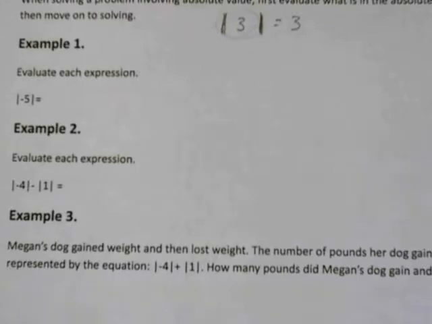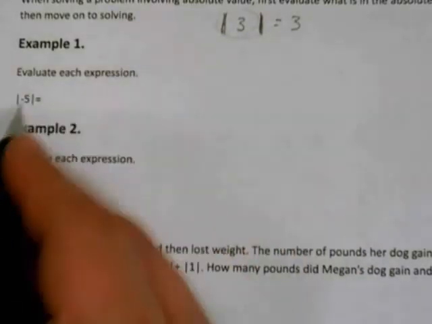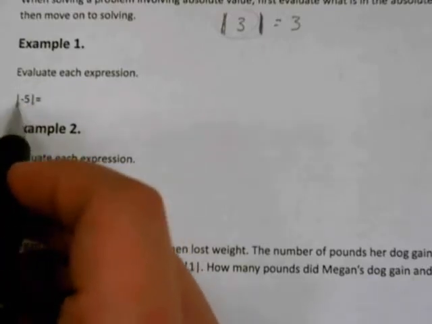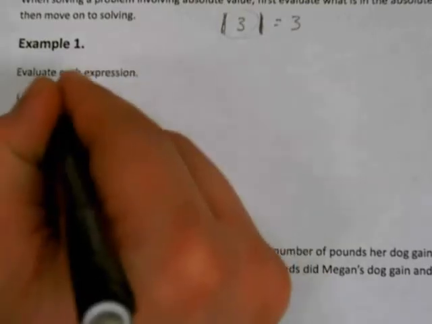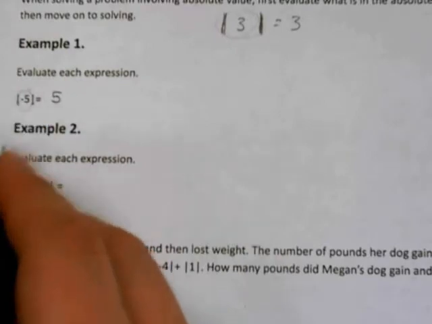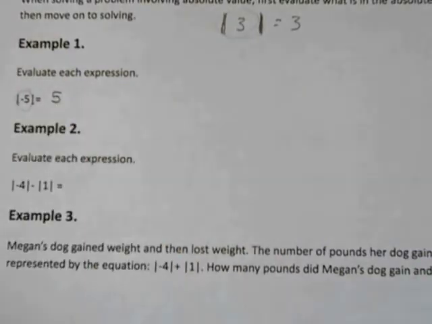Okay, so example 1 says to evaluate the expression, we have the absolute value, these bars, of negative 5. And remember, the absolute value bars, what they do is they turn anything inside positive. So negative 5 then becomes 5. So the absolute value of negative 5 is 5. Cool? Cool.